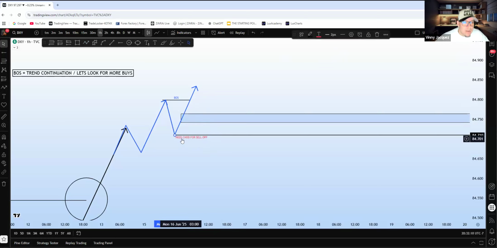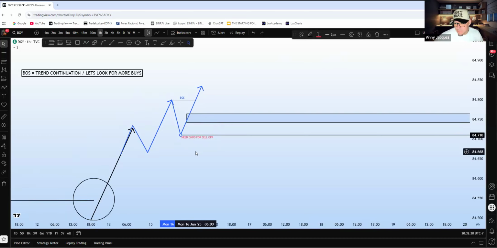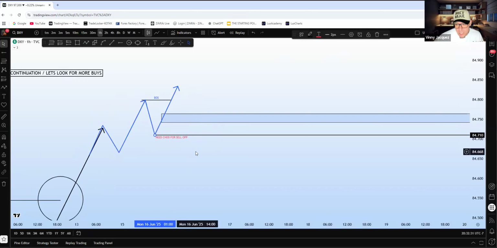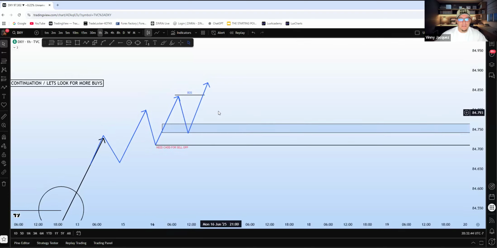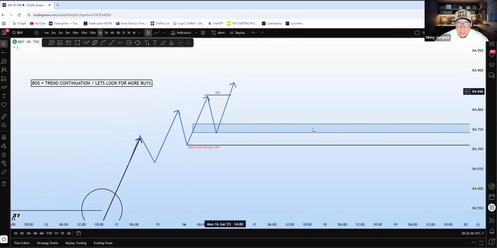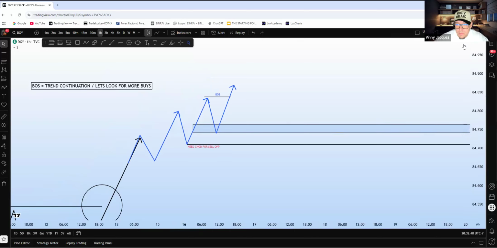But need change of direction means I am not looking for sells until I get this change of direction. I need it. I 1000% need the change of direction before ever looking for sell opportunities. If I don't get the change of direction, then I continue with the trend. Break of structure. What does this break of structure tell us, guys? What does that break of structure tell us? Continue the trend, right? Why do we only buy when the market's going up?